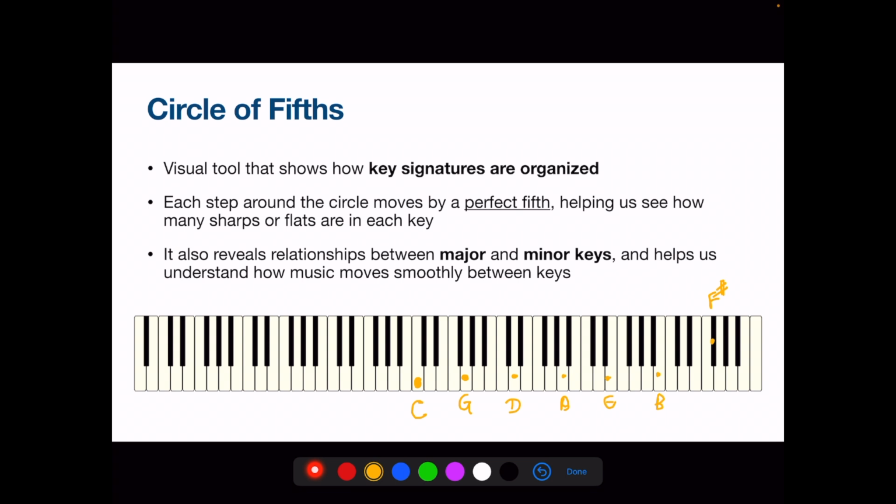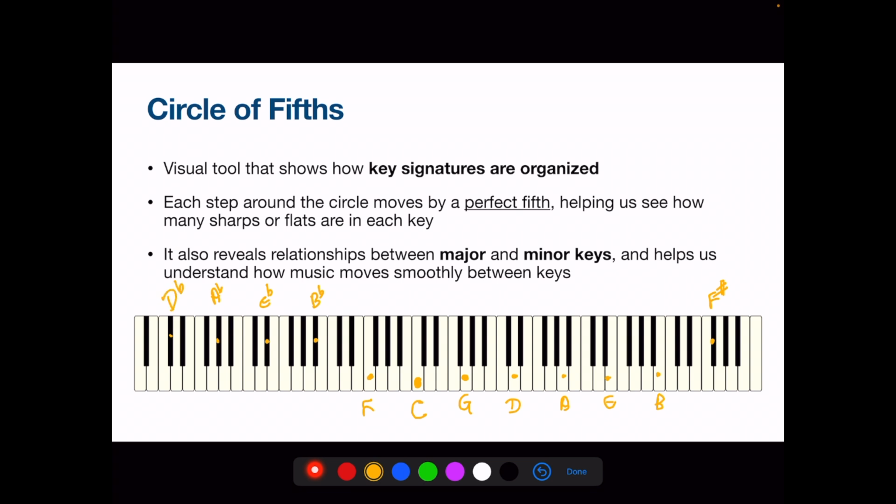And towards the left side, we're going to do the same. So from C, a perfect fifth down is F. And from F, a perfect fifth down is B flat. And from B flat, a perfect fifth down is E flat, and then A flat, and then D flat.